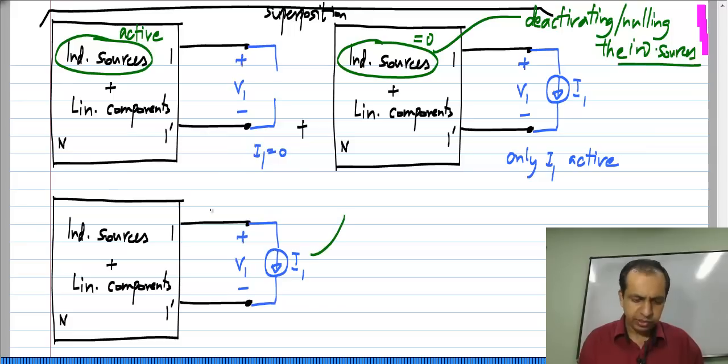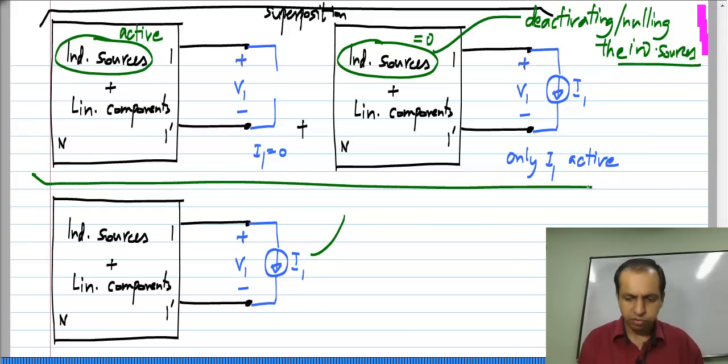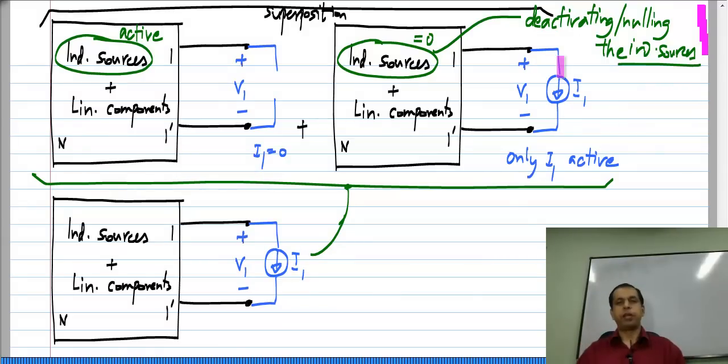So, this case is clearly a superposition of these two cases, because in this case we have I 1 and also the independent sources inside the circuit, and I think of it as superposition of when I 1 is 0 here and when all the independent sources in the circuit are 0. Okay. This is the reason I discussed the minor extension to the superposition theorem earlier. Now, let us look at these two cases one by one.